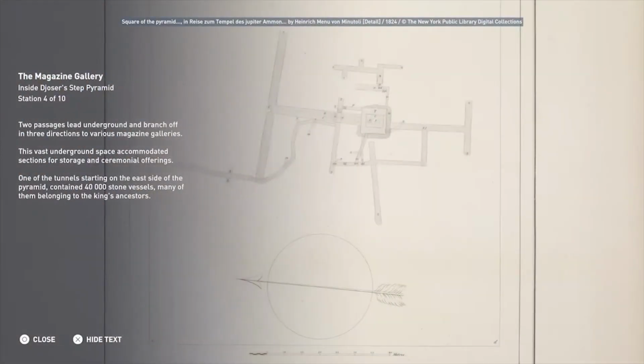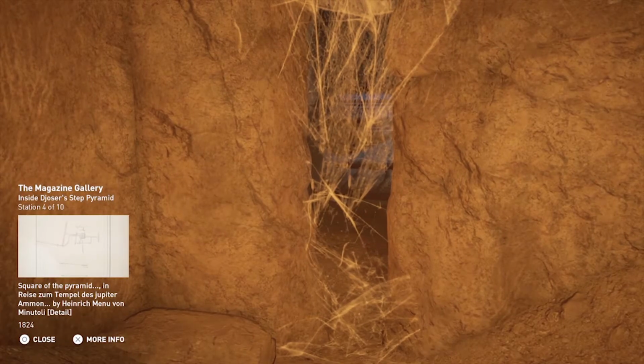Two passages lead underground and branch off in 3 directions to various magazine galleries. This vast underground space accommodated sections for storage and ceremonial offerings. One of the tunnels, starting on the east side of the pyramid, contained 40,000 stone vessels, many of them belonging to the king's ancestors.